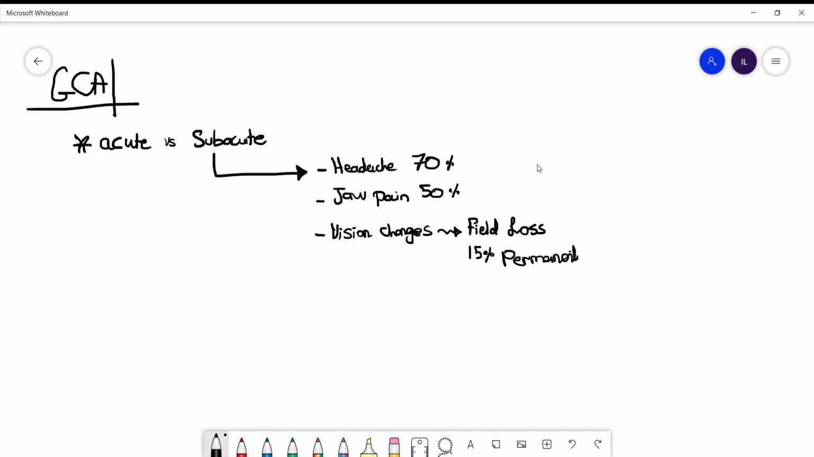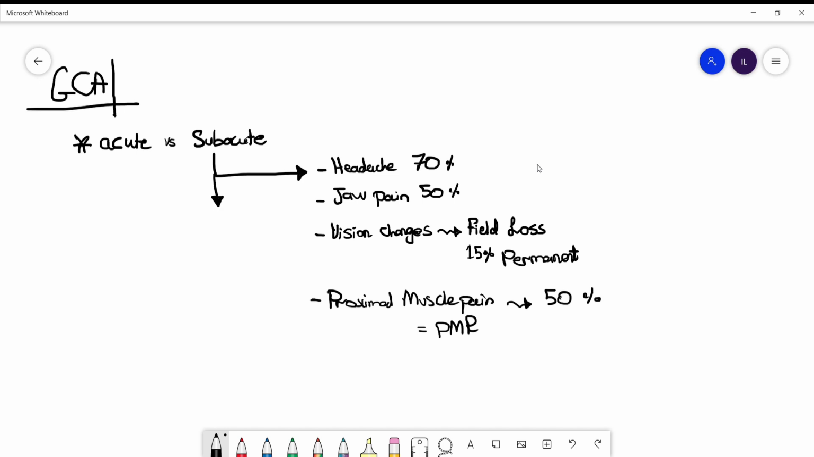15% of them will have permanent vision loss, and this is the reason why we have to treat these patients before even diagnosing for sure that they have temporal arteritis, because treating them with steroids can help decrease this percentage significantly. As part of the history, you want to ask if they have any pain in their shoulders, thighs, or hips, looking for the presence of polymyalgia rheumatica, which is present in around 50% of the patients with temporal arteritis.